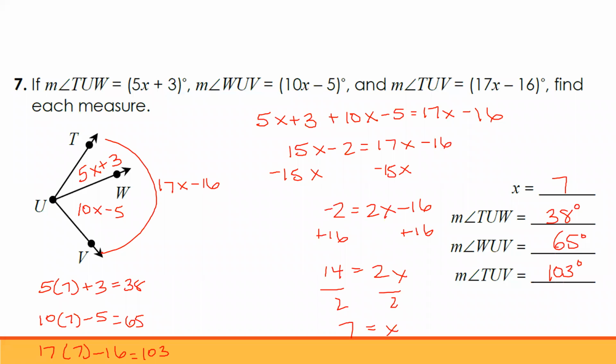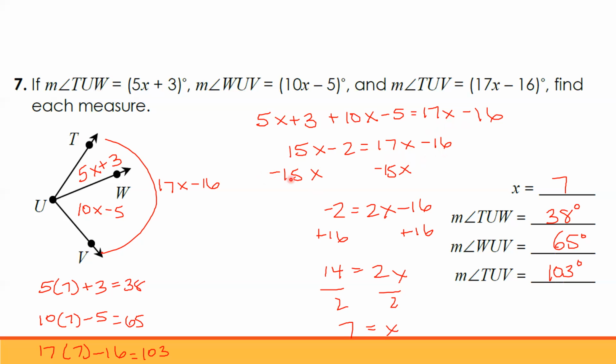Okay, so when you set up your equation, you should have small angle plus small angle equals big angle. In other words, 5x plus 3 plus 10x minus 5 equals 17x minus 16. Combine your like terms. 5x and 10x together make 15x. A positive 3 and a negative 5 gives me a negative 2. There was nothing to combine on the right side, so I just leave it 17x minus 16.